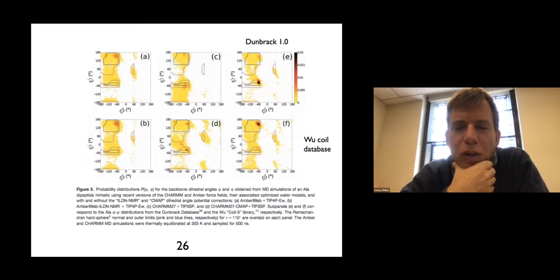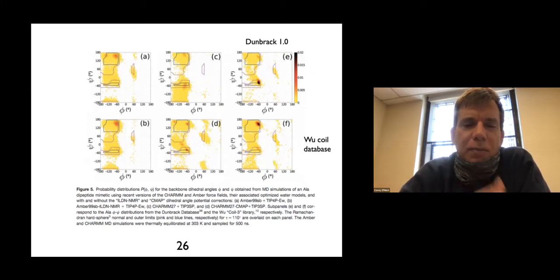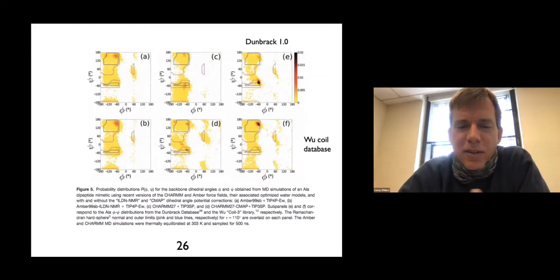So I show very common force fields. There's a couple of Amber force fields in A and B. So the left column is an Amber force field, and then the other is a CHARMM force field. Those are the two big players in the molecular dynamics force field community for proteins.